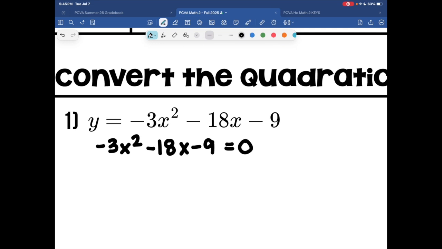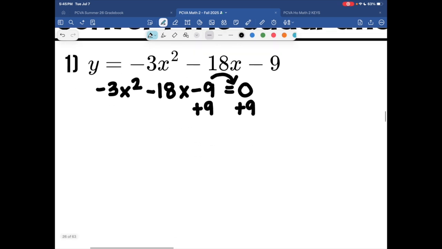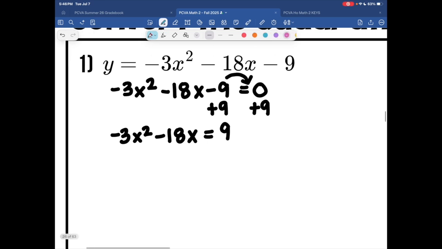So we're going to take this 9 and move it over because we want that to be on the other side. We want to set it up so the C value is on the other side. So I have negative 3x squared minus 18, and it now equals positive 9. Now, this is where we need to apply our a value. So we know that our a value is a negative 3. So before we can complete the square, we need to factor that a value out, and we need to divide every piece by the a value.